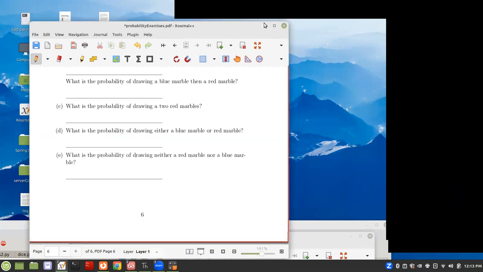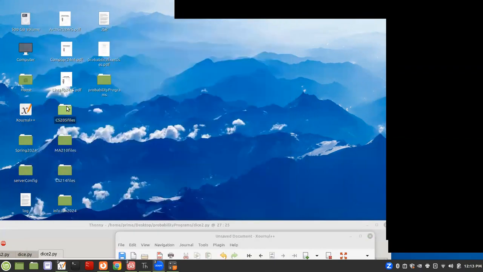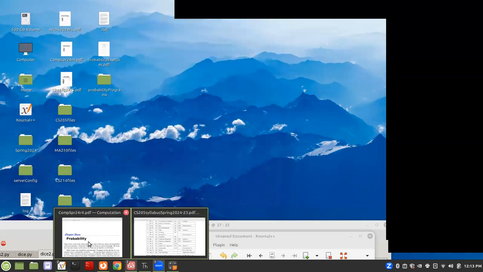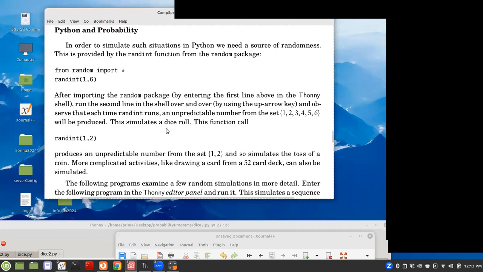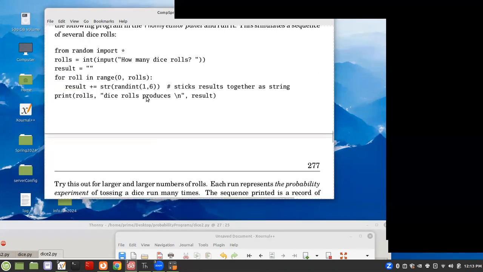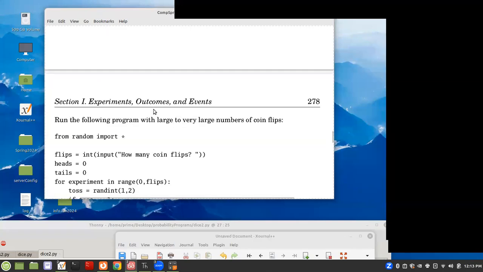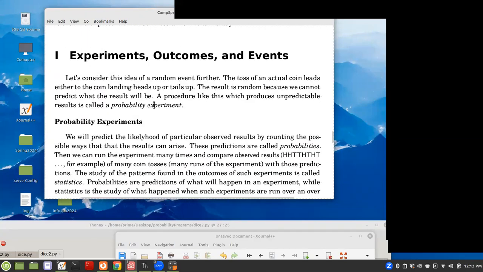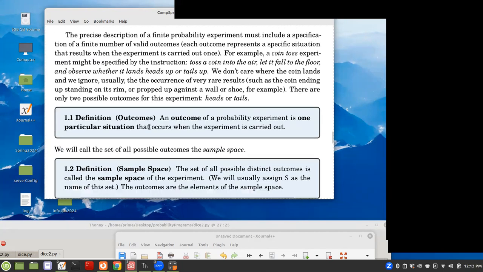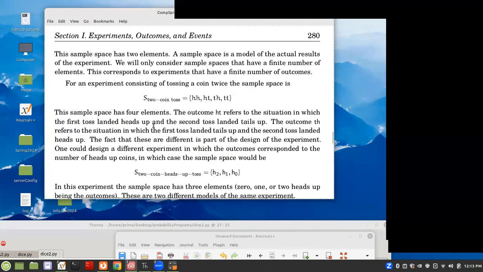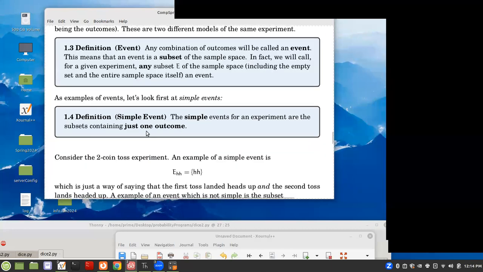Okay, so let's go on to see if we've missed anything in the chapter. We have the Python. It describes these experiments, so you should try them out yourself. We have probability experiments. Yes, we covered that. Outcomes, sample space, events, and simple events.